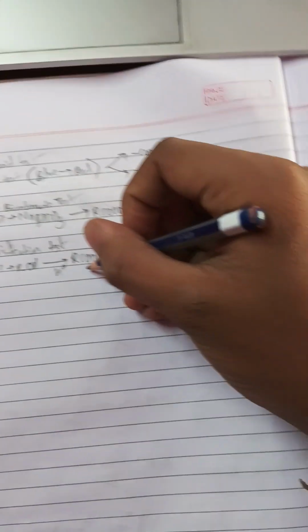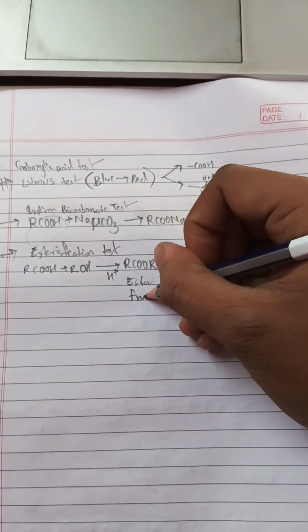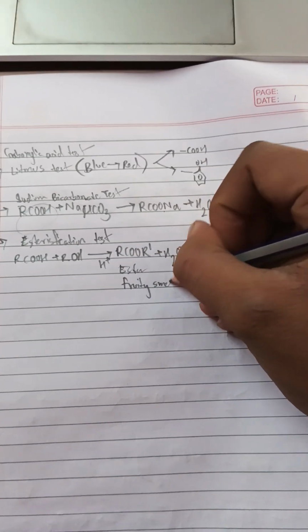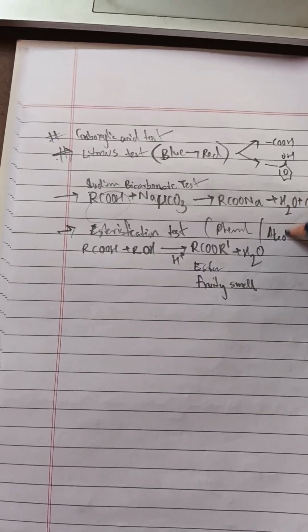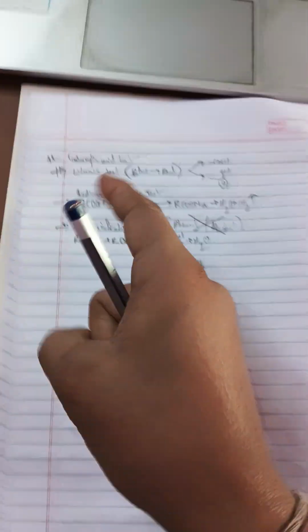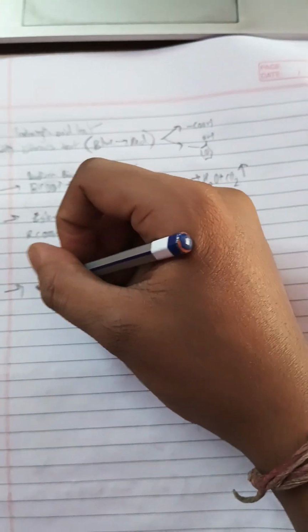Alright. So this one is an ester, which gives a fruity smell. And you also know that phenols and alcohols do not give this test, remember that. Next is the ester formation test.